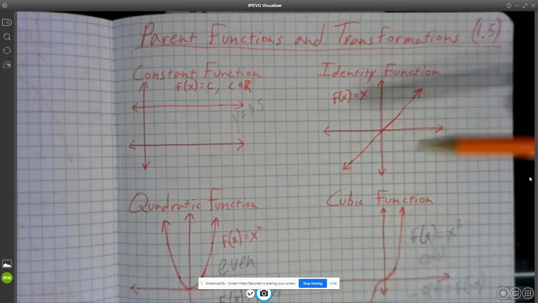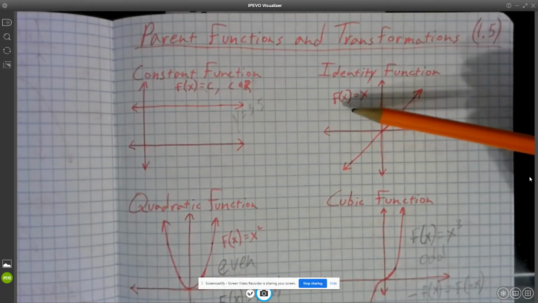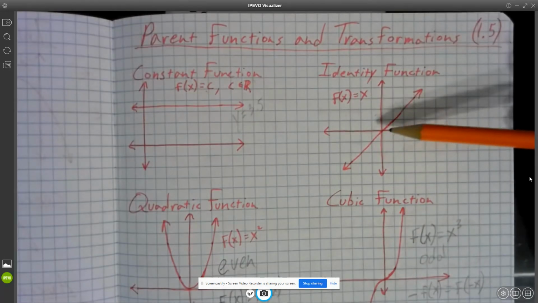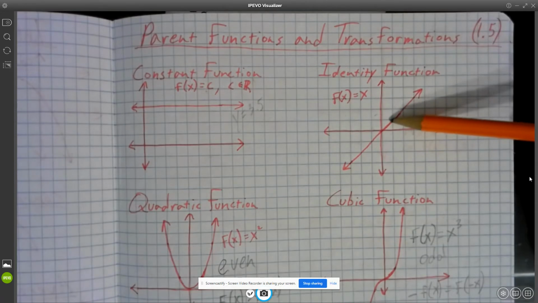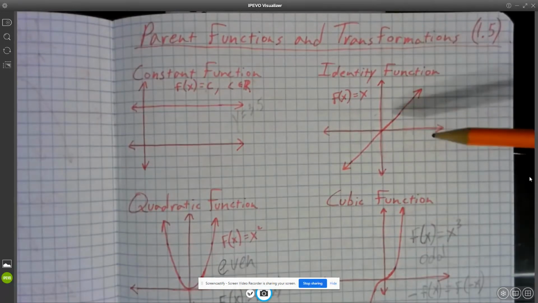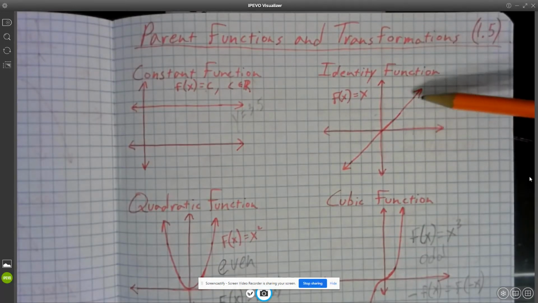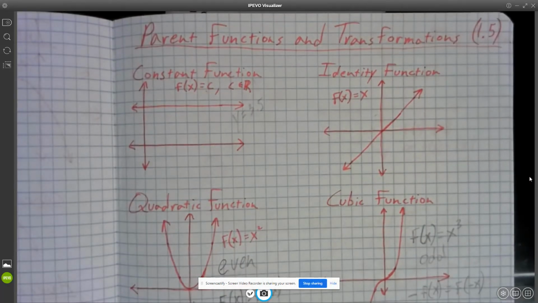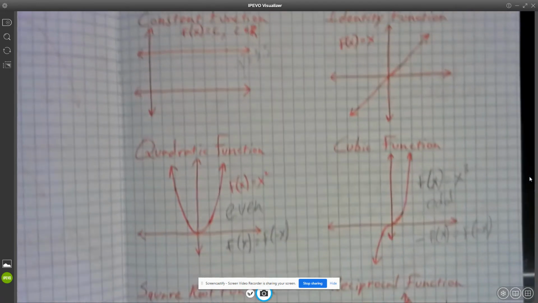The identity function, the output is the same as the input. So if I put in 1 for x, well, guess what? What is y? What is f of x, in other words? It's going to be 1. If I plug in 3, I get 3. If I plug in -3, I get -3. That's why they call it the identity function.